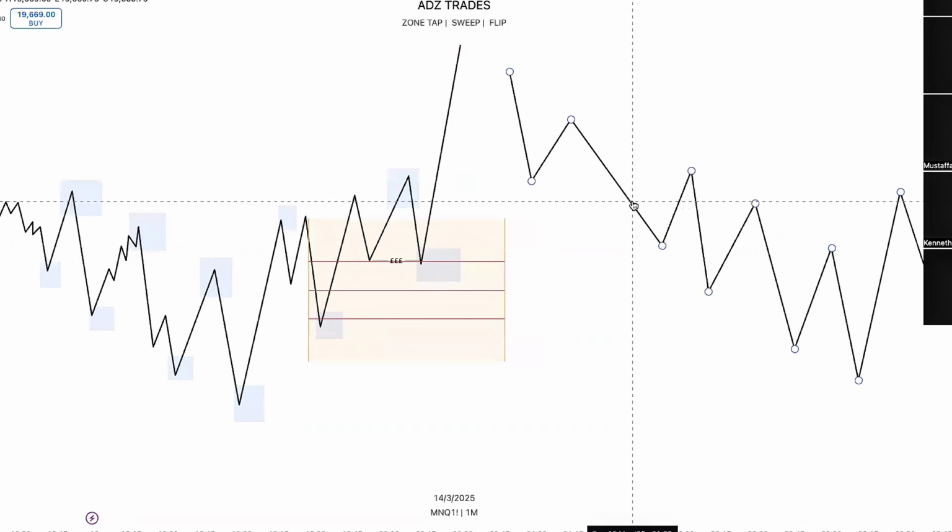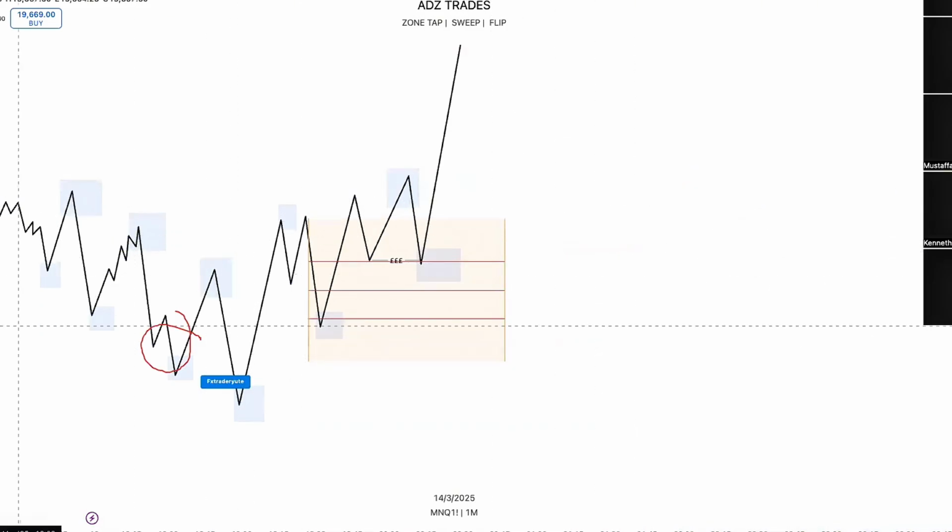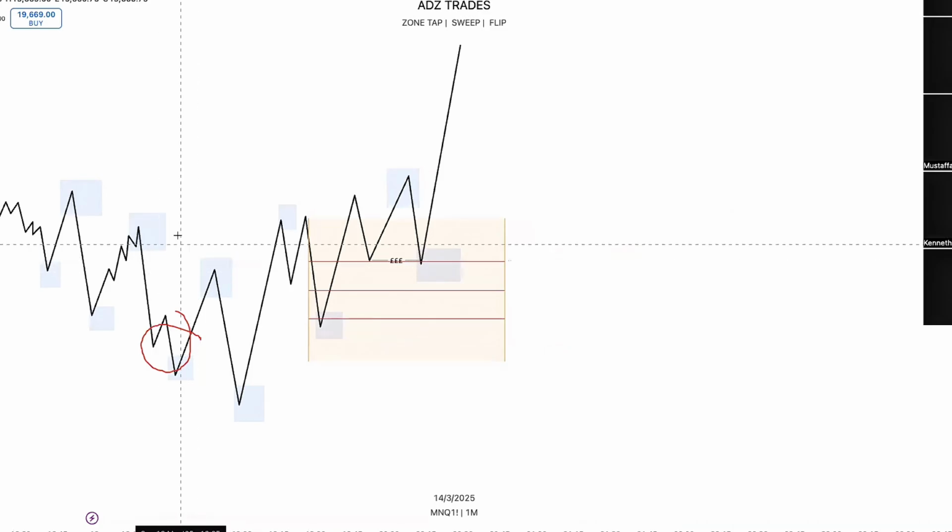So now, yo, don't draw on the chart, please. I thought I disabled that, but don't draw on the chart, please.